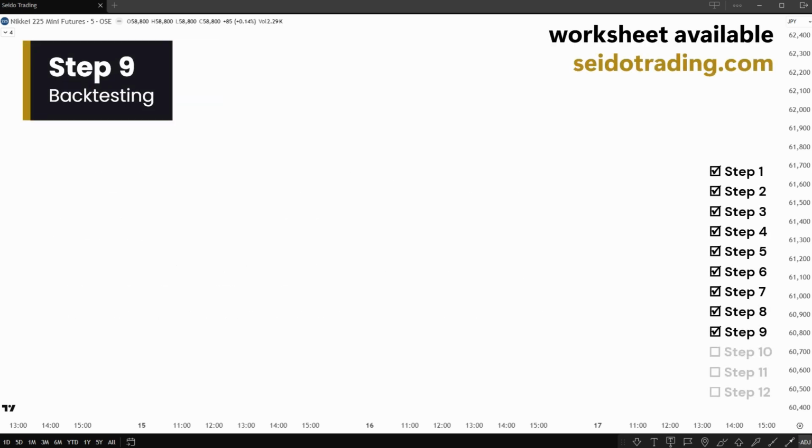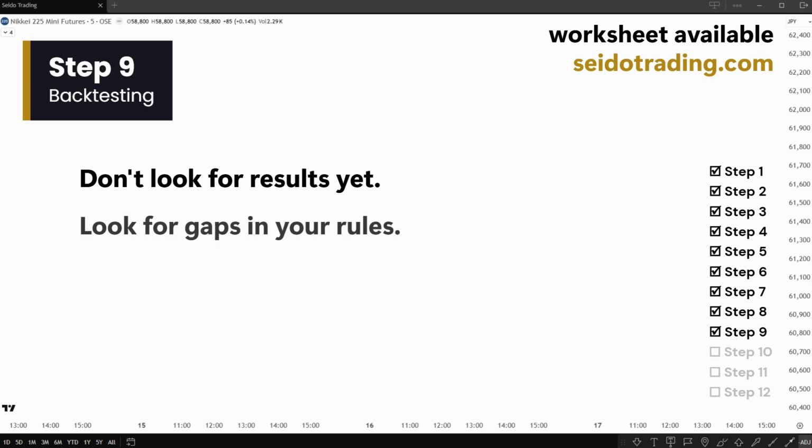Step 9, backtest your strategy. Backtesting, and this is what most traders hate, but it's where you find out whether your rules are complete. Initially, you're not looking for results. You're looking to build out this strategy in more detail to assist in defining your strategy.